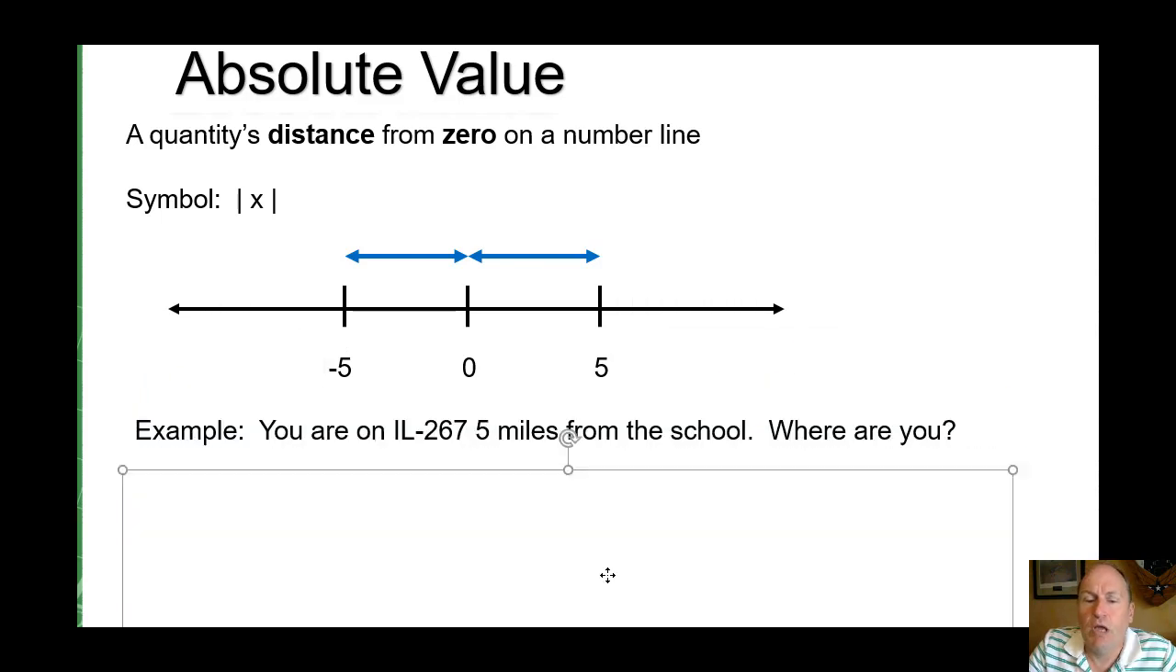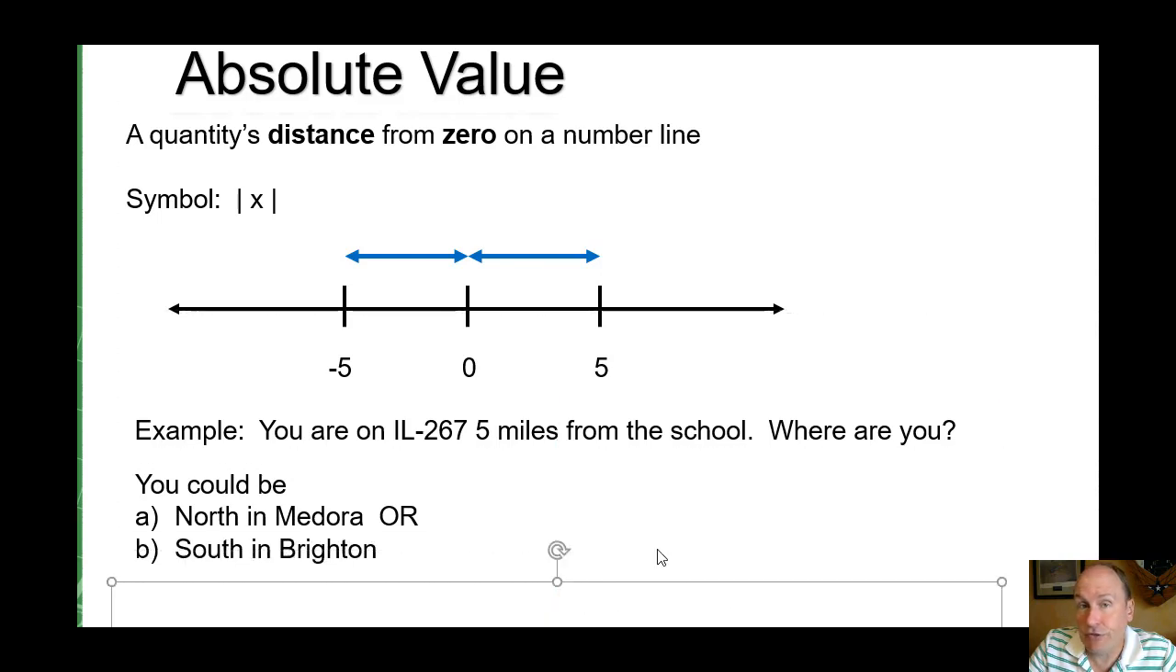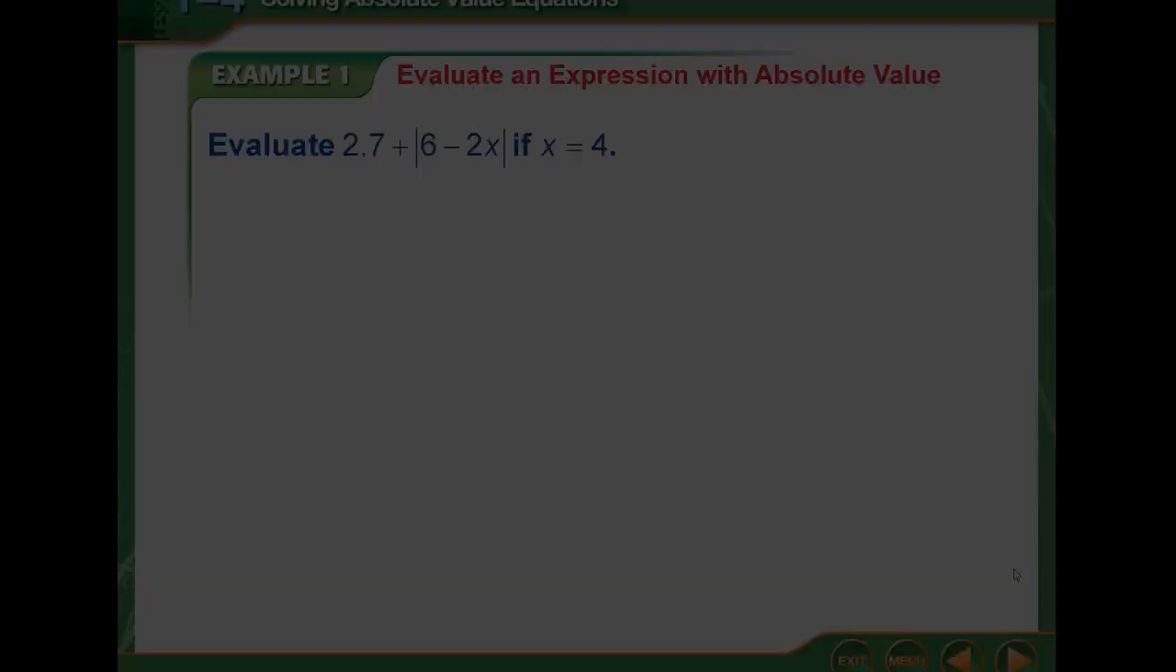So here's an example. Suppose you're on Illinois 267, 5 miles from school. Your absolute value, your distance from school, is 5 miles. Well, where are you? You could be 5 miles north up in Medora, or you could be 5 miles south of the school in Brighton. So that's just kind of a quick review of the concept of absolute value.